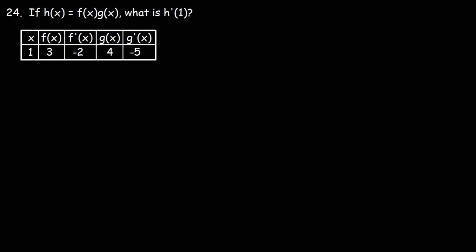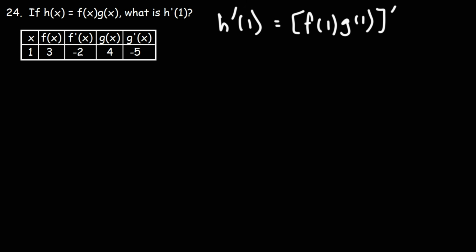24. If h of x is equal to f of x times g of x, what is h prime of 1? H prime of 1 is going to equal f of 1, g of 1, but the derivative of that, which is basically a product rule type of problem.